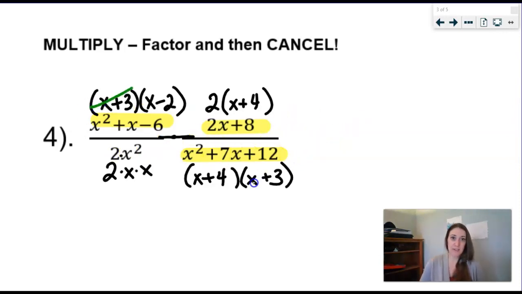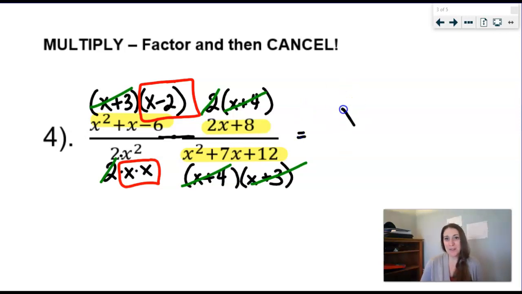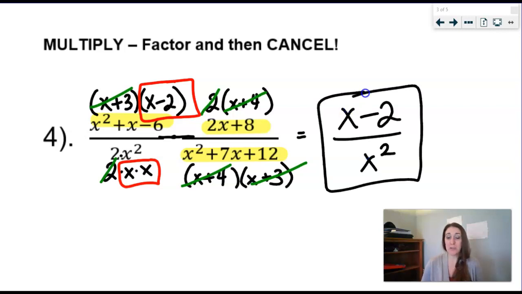All right, this is my favorite part of the problem, crossing stuff off. So the x plus 3s are gone, and the x plus 4s are gone. And then the 2 is gone. So what do we still have? Well, you still have an x minus 2 up in the numerator, and you still have an x times x or an x squared in the denominator. And that's your answer. So our answer of x minus 2 over x squared. I know, it doesn't seem that exciting now. But trust me, that was way more fun than trying to like put the whole polynomial sets together and then try to factor. That'd be awful.